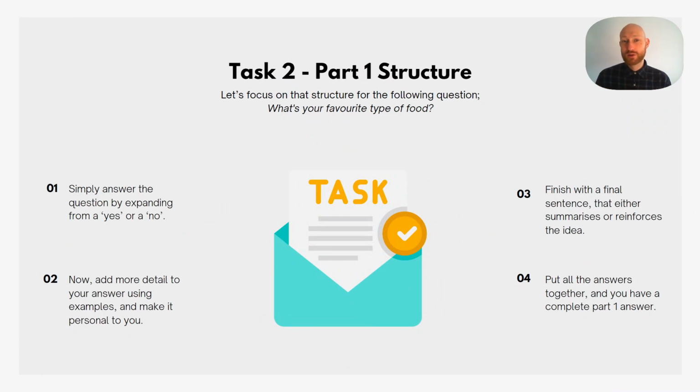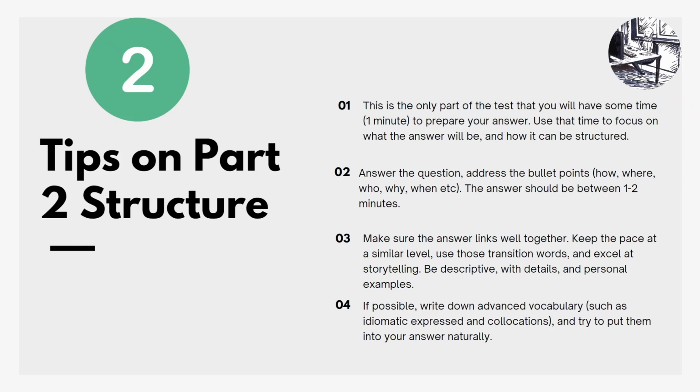Okay, well done on doing the part 1 structure. Nice and simple. You just say the answer to the question, then you add an extra bit of detail, you provide an example that's very specific to you. Maybe you can reinforce your point at the end, and that's essentially it. Well done. I hope your answer to the favorite type of food was a good one. Now let's discuss tips for the part 2 structure.